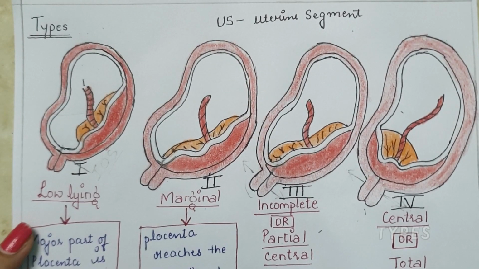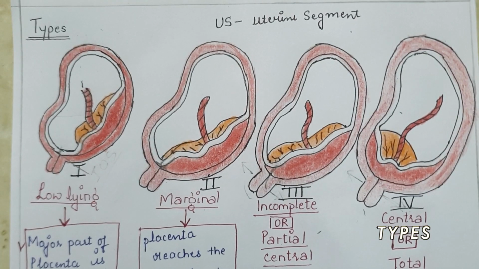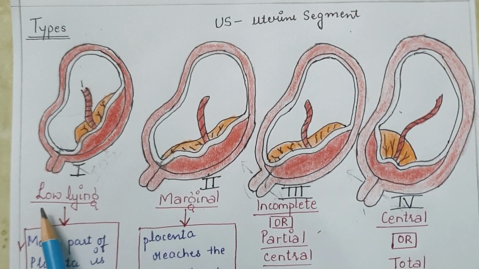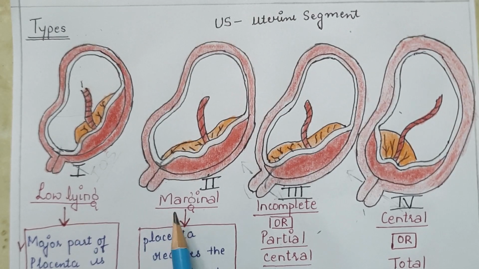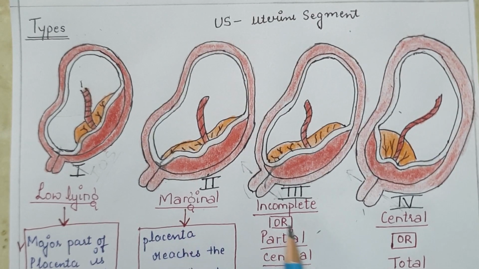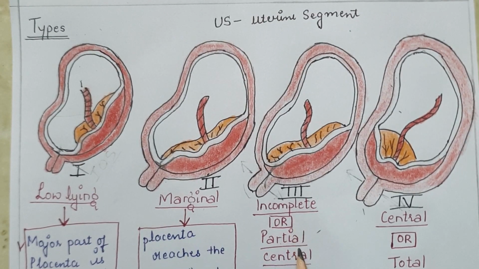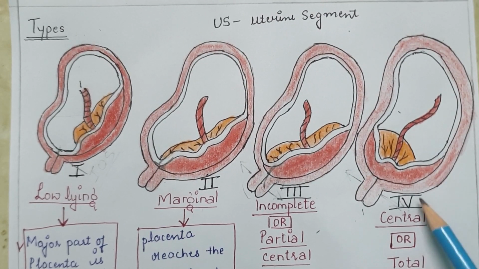Next are the types of placenta previa, which is very, very important. So there are 4 types of placenta previa, that is low-lying placenta previa. Second one is marginal placenta previa. Third one is incomplete or partial central placenta previa. And fourth one is central or total placenta previa.